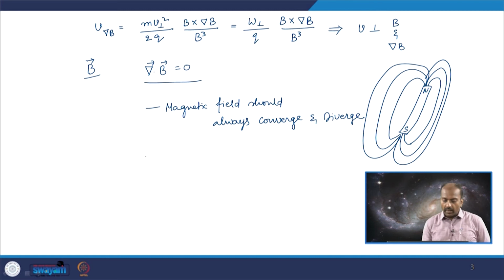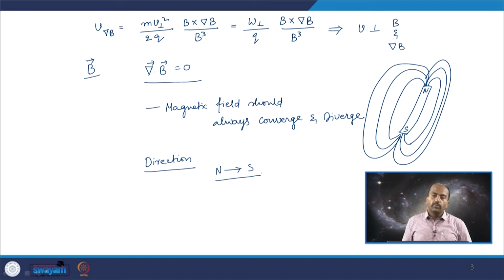So, what is the direction of the magnetic field? Let us say the direction of the magnetic field is the direction along which a unit north pole will travel. That means the direction of the magnetic field is from north to south, right. For the case of Earth, the magnetic field lines diverge from the geographic south pole, that means they will diverge from the north pole and converge to the south pole. So, this is the direction of the magnetic field, right.